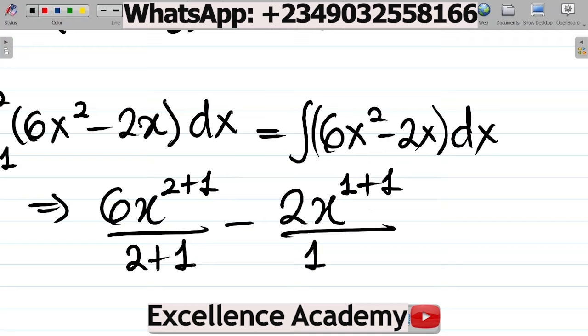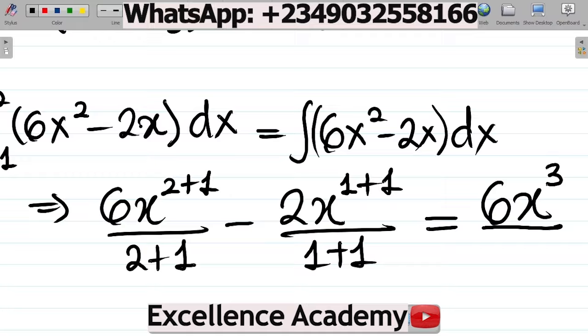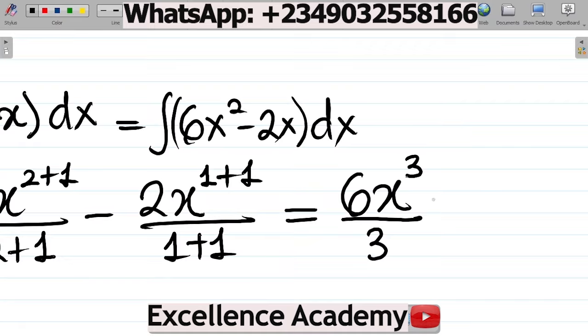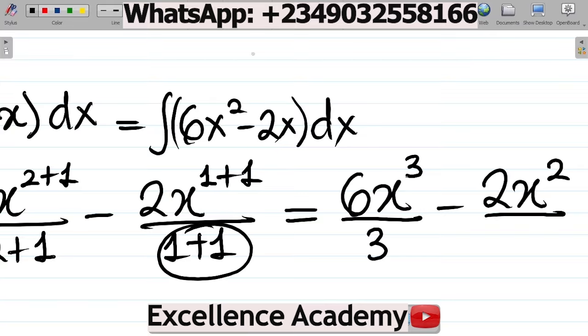That becomes 1 plus 1. That will give you 6x, into 2 plus 1 gives you 3, 3 as a power, all over the denominator, I have 3. This minus, you have 2x. 2 plus 1 gives you 2. So I have this as 2 all over 2 plus 1 is 2. So you have this as 2.